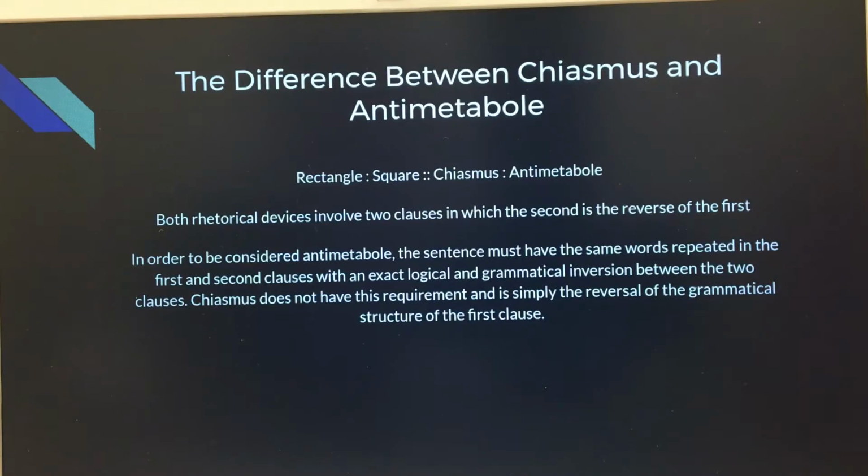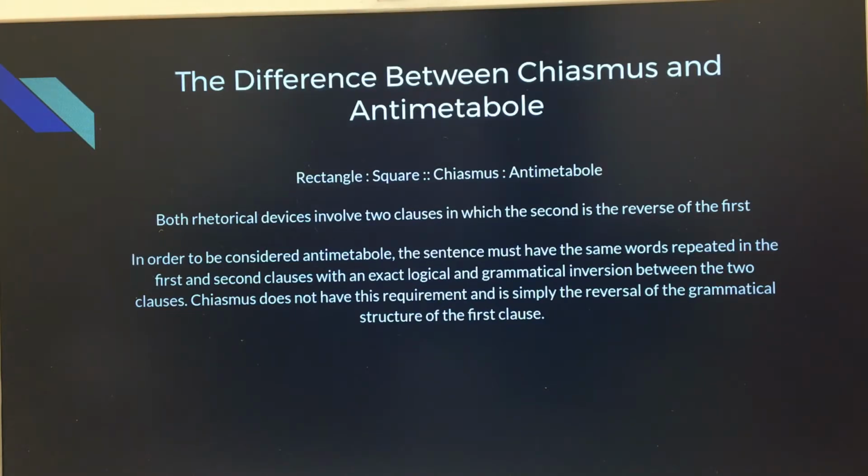So what's the difference between chiasmus and antimetabole? In the same way that all squares are rectangles, but not all rectangles are squares, any sentence or phrase using antimetabole is a chiasmus, but not all chiastic sentences or phrases can be considered an example of antimetabole.